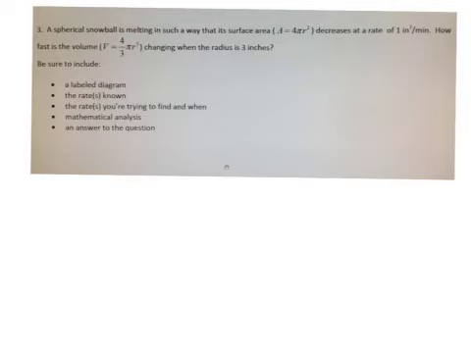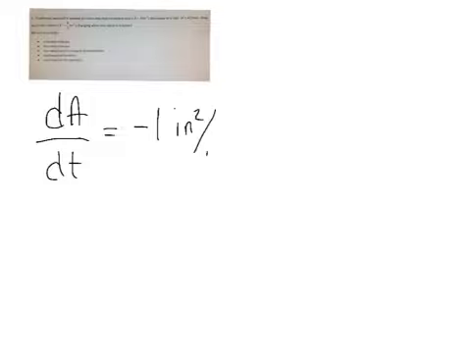So the first thing we need to do is state what we have and what we need. What we know is dA/dt is going to be -1 inch squared per minute. And what we want is dV/dt. And that's the thing we don't know, obviously.